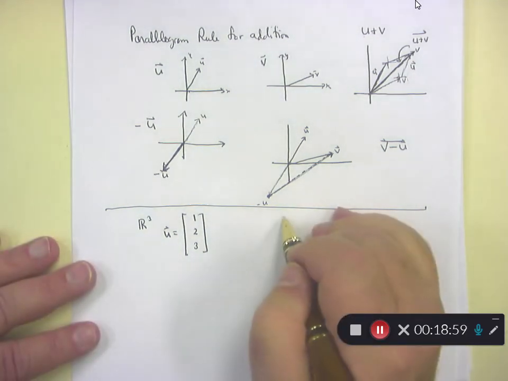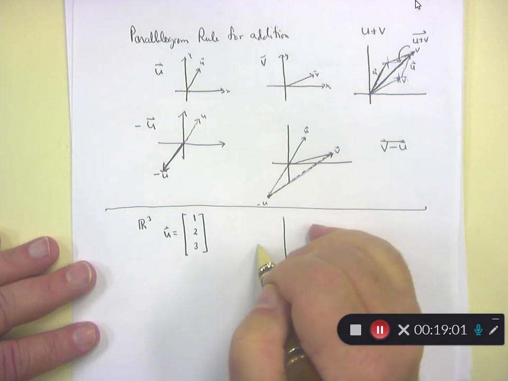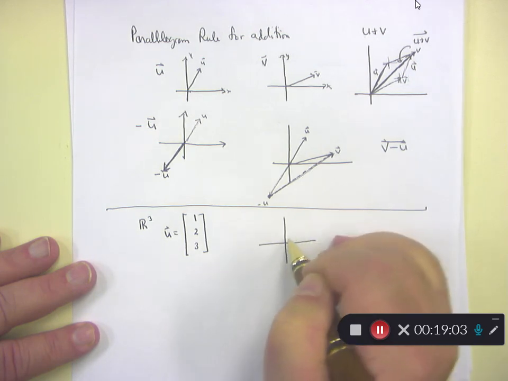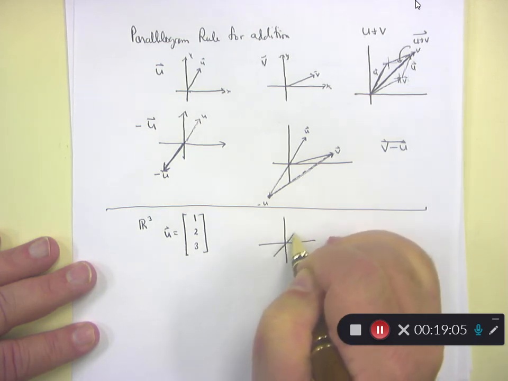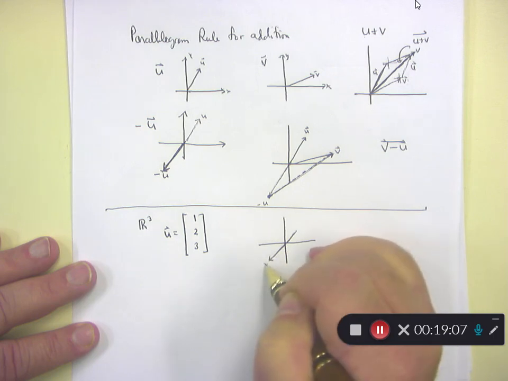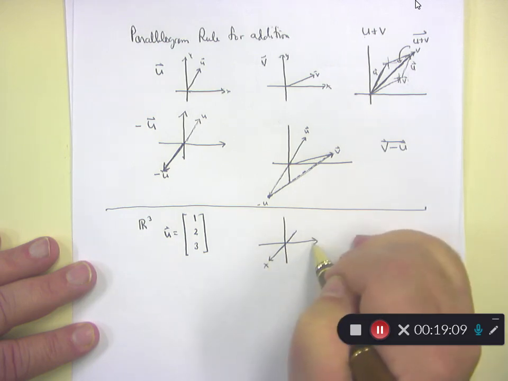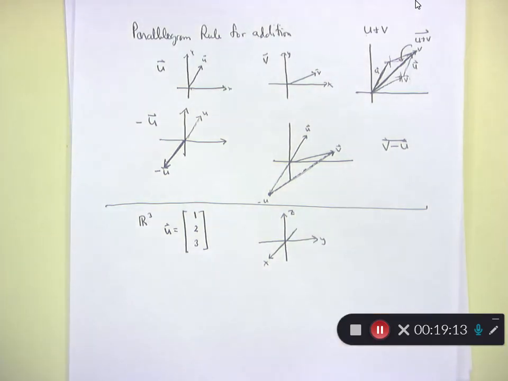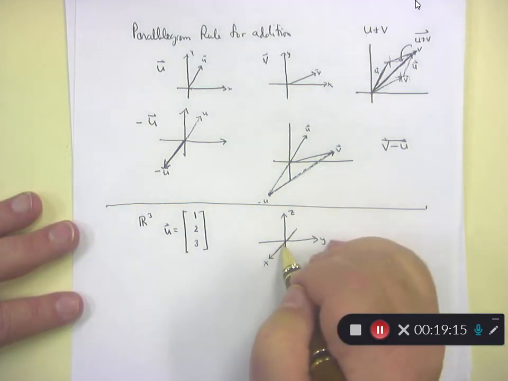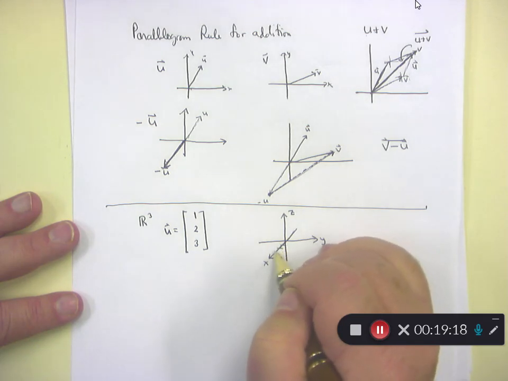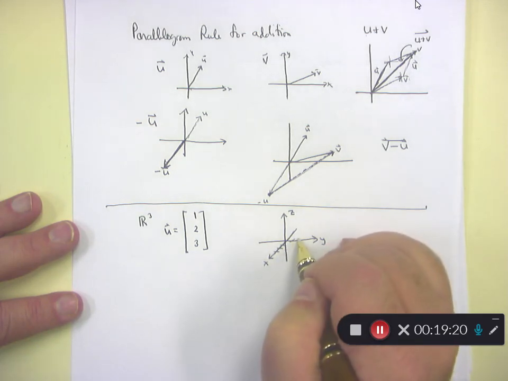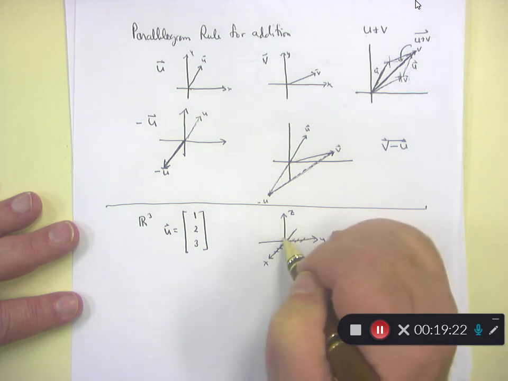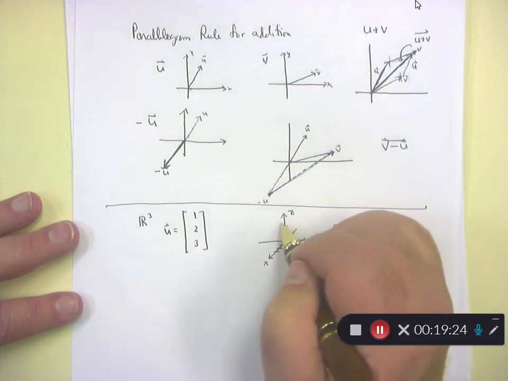R3, for you people who haven't had calculus 2 yet, you get your three-dimensional axis. So here is the x-axis coming out of the page. Here is your y-axis, and here is your z-axis. And you put hash marks on these sides. So the x, here's 1, 2, 3. Here's your y, positive 1, 2, 3. Z is 1, 2, 3, 4.